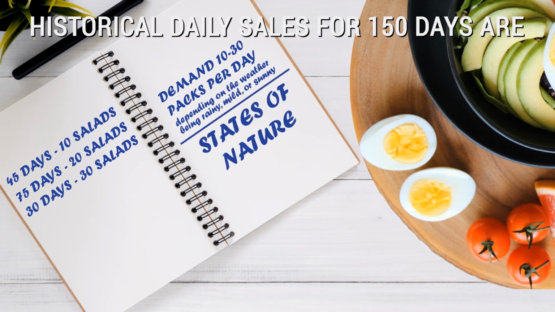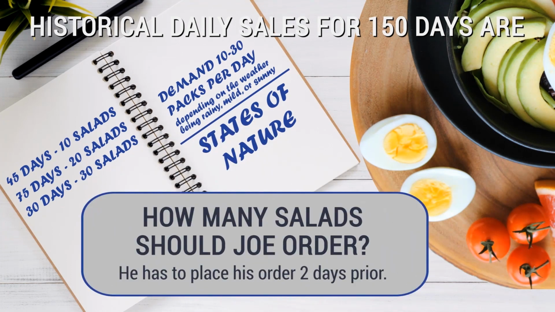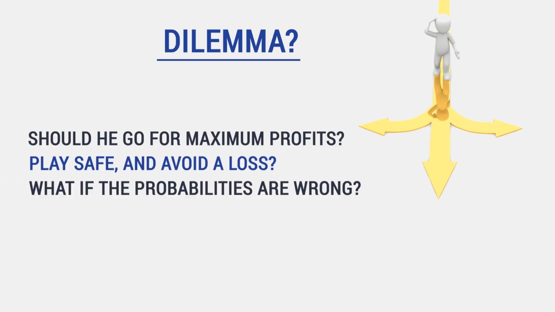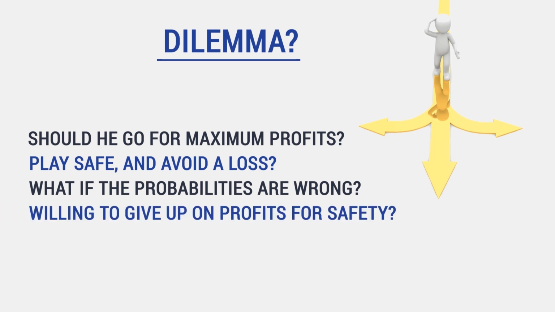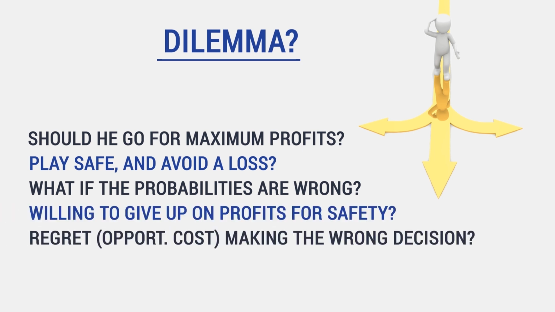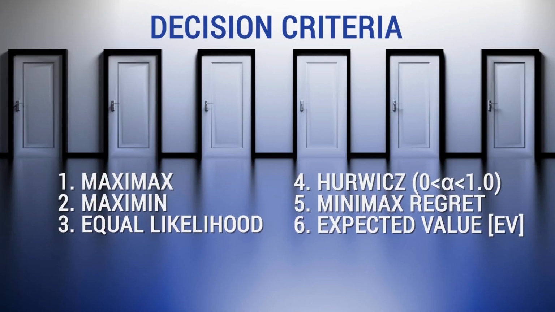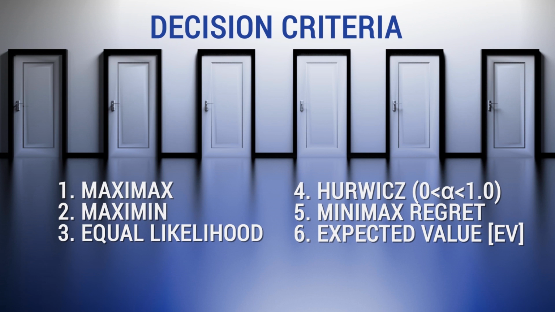The decision that Joe has to make is how many salads should he order per day. The dilemma facing Joe is, should he go for maximum profits? Should he play safe and avoid a loss? What if the probabilities are wrong? Is he willing to give up on profits for safety, or will he regret making the wrong decision? Economists have developed several criteria to analyze these types of problems. Here we have 6 criteria, but which one Joe accepts depends on his risk tolerance.